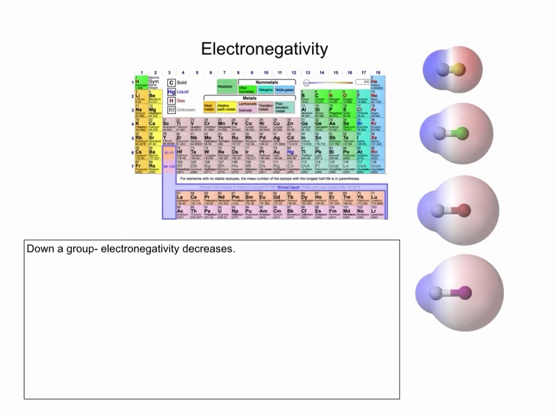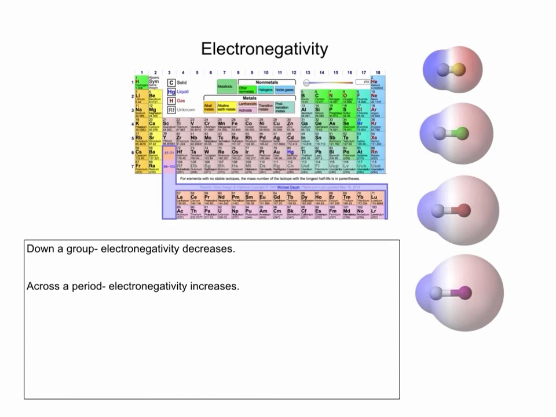And the same thing for across a period. Going left to right, electronegativity increases. Our atoms get smaller as you move across the periodic table, so the electronegativity of those atoms is going to increase.